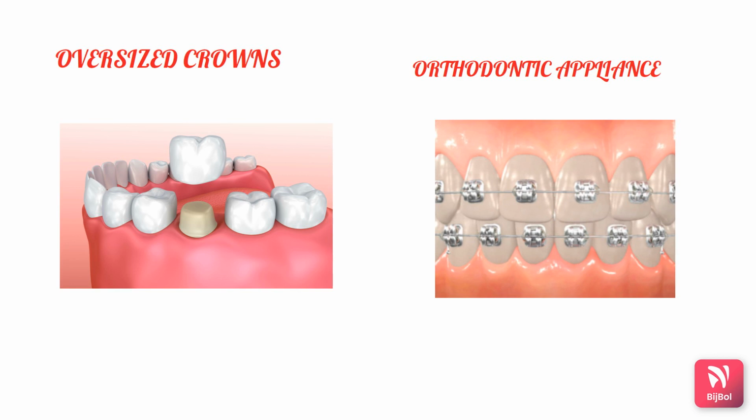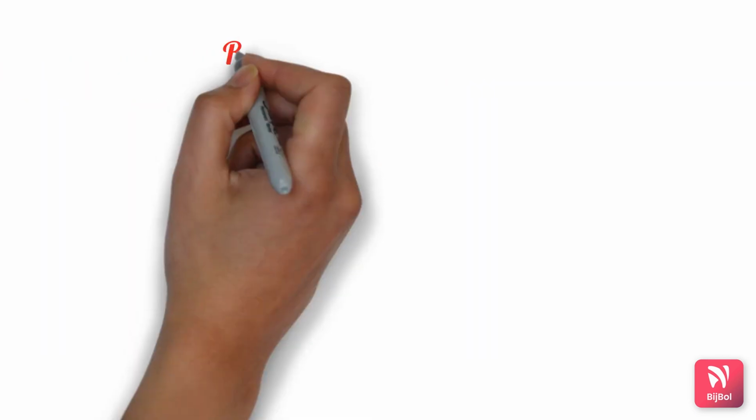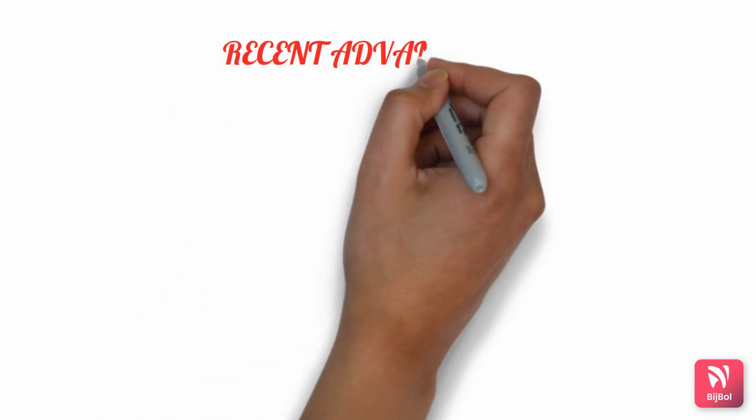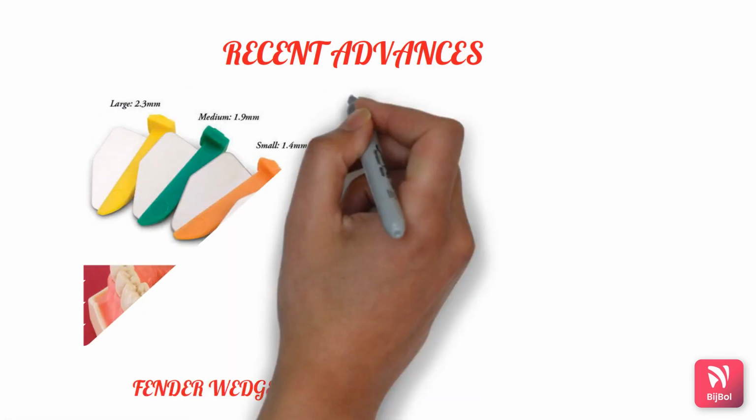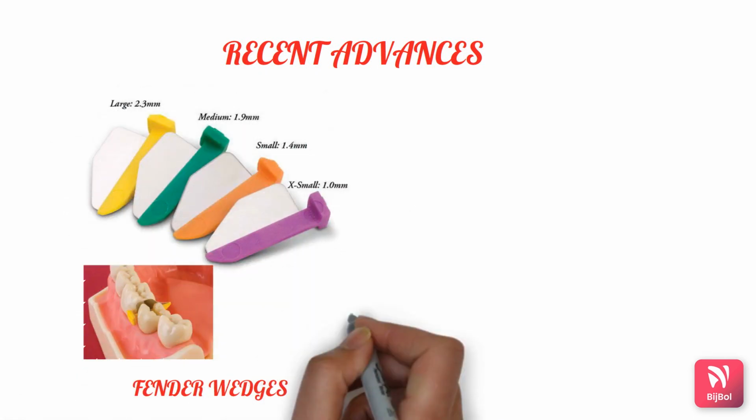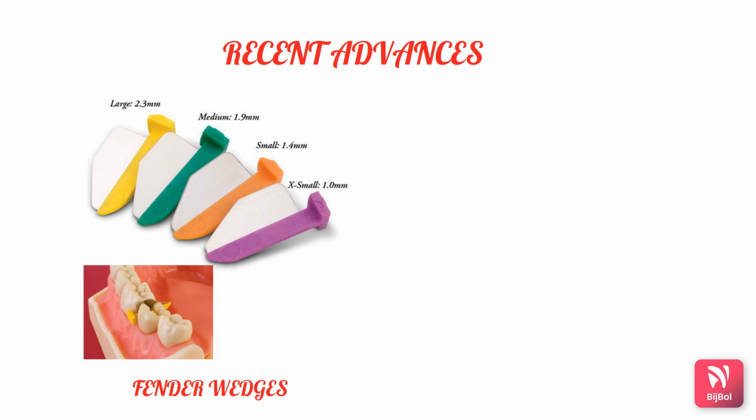Now we'll see the recent advances which cause tooth separation. One of them is the fender wedge. It is a combination of a steel plate and a plastic wedge. It can be inserted into the interdental spaces as it provides separation and acts like a protector for the tissues. It is also a simplified application of the matrix band.